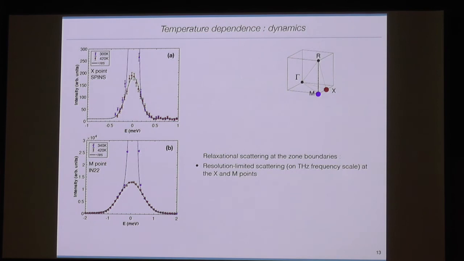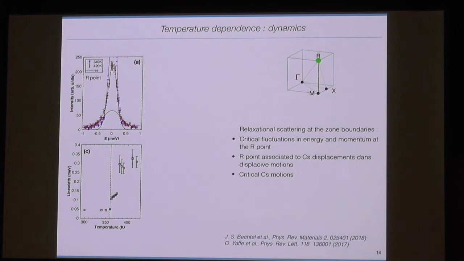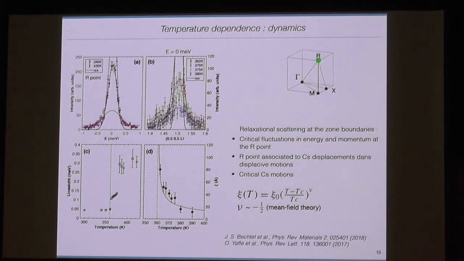However, when we look at the R point, we can see critical scattering beyond the instrumental resolution above the tetragonal and orthorhombic transitions. So we can see that if we plot the energy line width as a function of temperature, it first jumps at the tetragonal transition, and then it decreases further to reach the Bragg resolution. And this is also concomitant with critical scattering as a function of momentum, as we can see on these elastic scans.